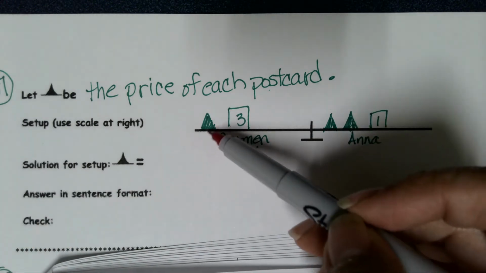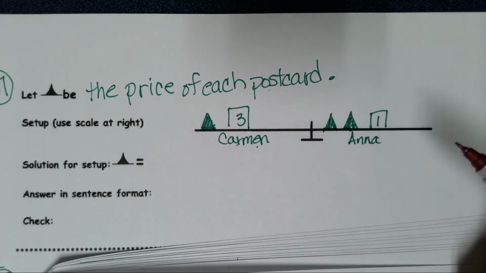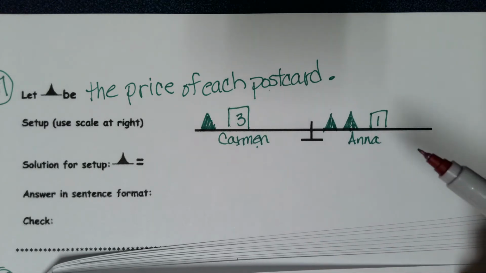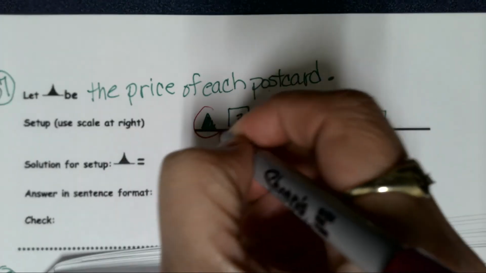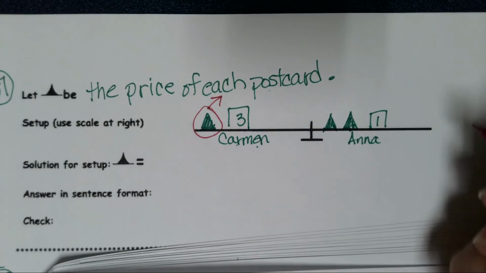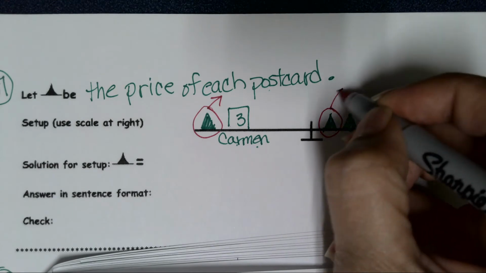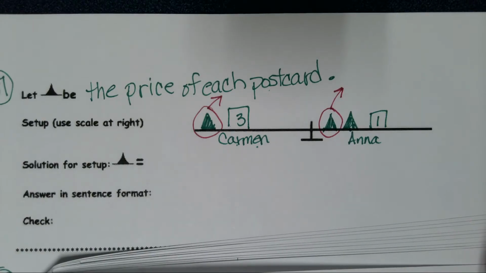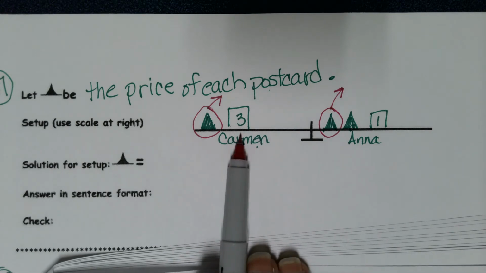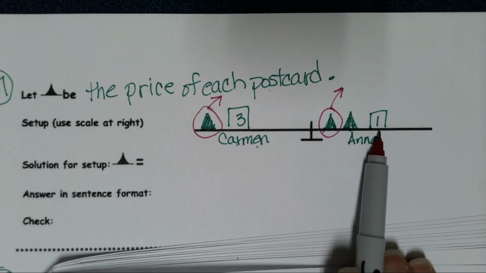We have 1 pawn on the left and 2 pawns on the right. So we want to take away the smallest number of pawns. Is that 1 or is that 2? Of course that's 1, so we're going to take away 1 of these pawns from the left, and if we do it to the left, we must do it to the right. Now we have Carmen with 3 and Anna with a pawn and a 1.